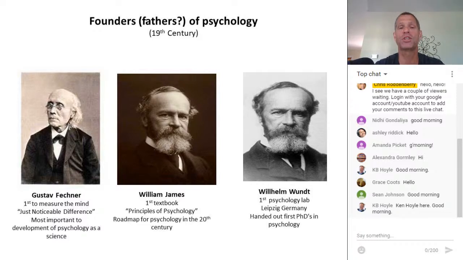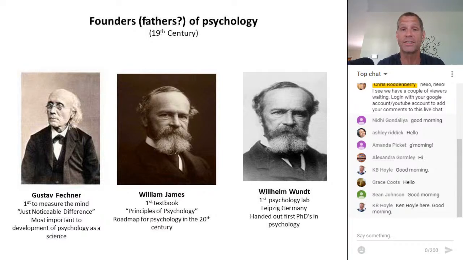Now, your book's going to talk about another fellow as being very important in the field of psychology. They're going to talk about Wilhelm Wundt as being the father of psychology. And he's very important too. And that's because he was the first guy ever to open a psychology lab and give away the first PhDs. Before Wilhelm Wundt, you couldn't be a psychologist.